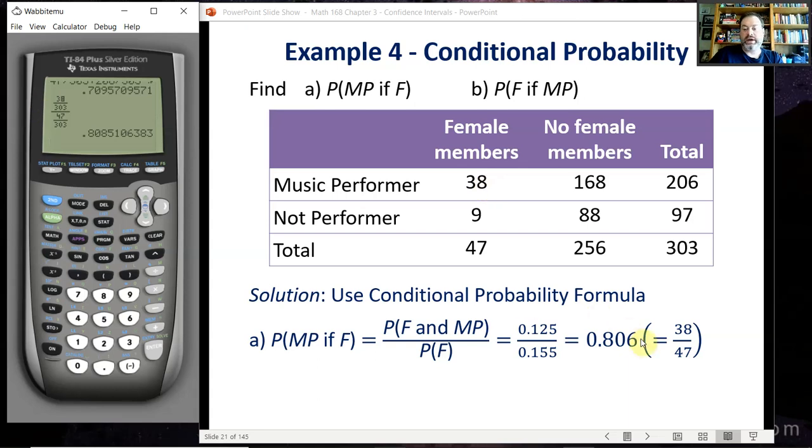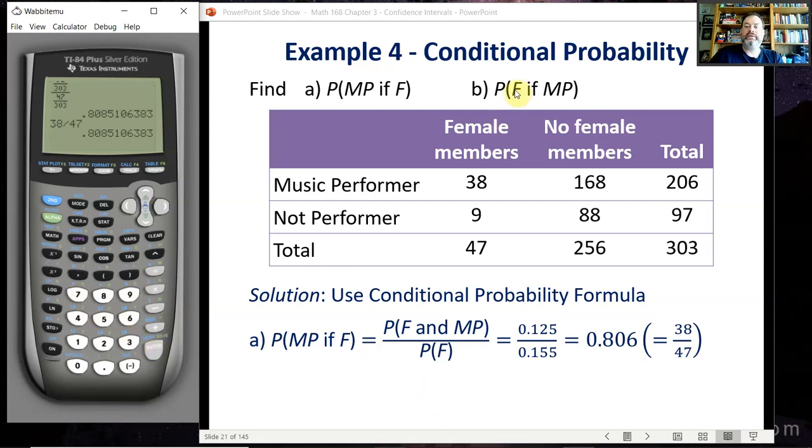Or you can see what I did here, that it's just 38 out of 47, that it's a conditional probability, right? So if we know that it's a female, what proportion of females are music performers? It's just 38 out of 47, right? So you're allowed to do it that way, right?